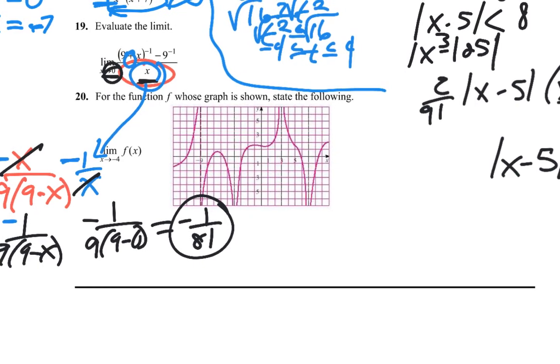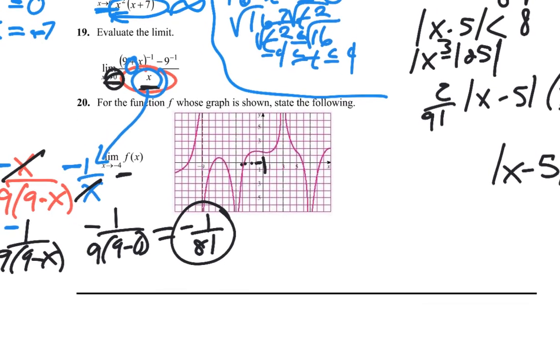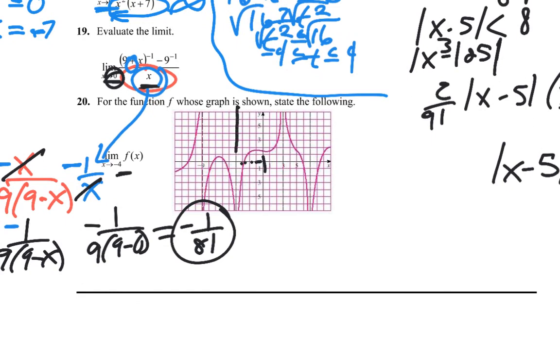20. The limit as x goes to negative 4. So I'm going to go find the negative 4. 1, 2, 3, 4 is right here. Notice they're both going the same direction. So the limit is equal to negative infinity. Now, if they're going different ways, like right here at negative 9, there's no limit. Okay, it's undefined, does not exist.